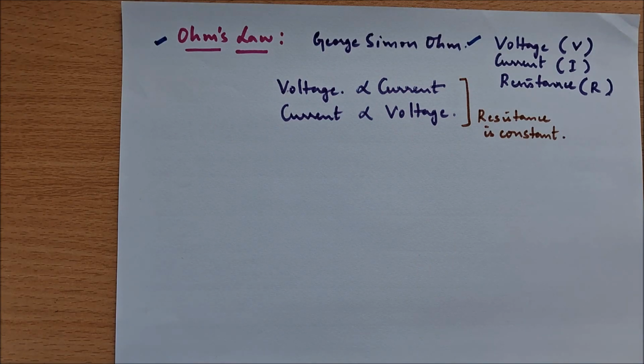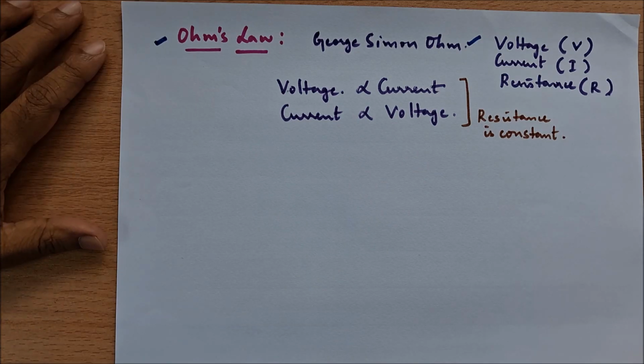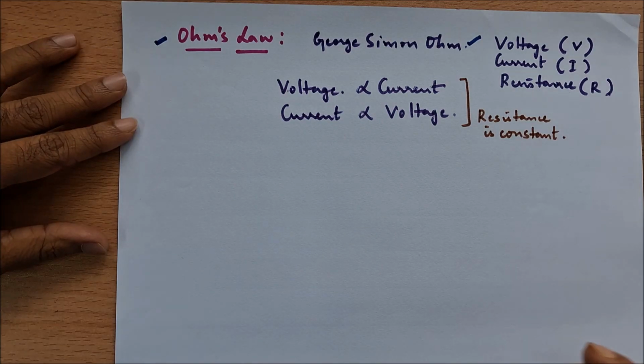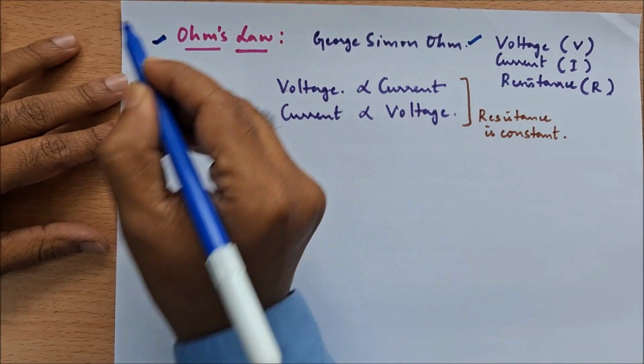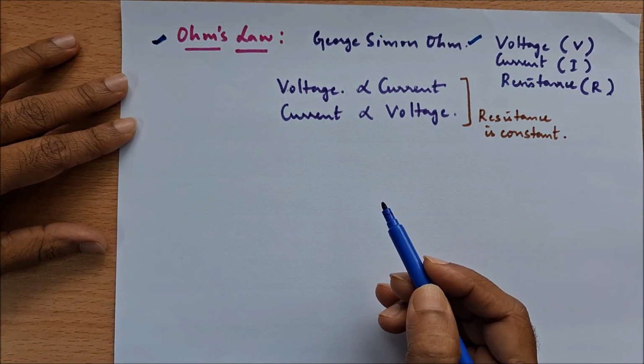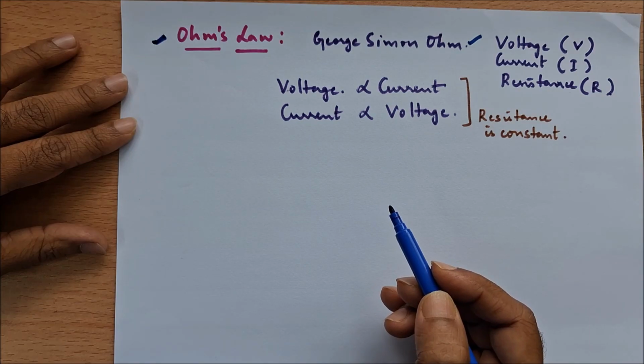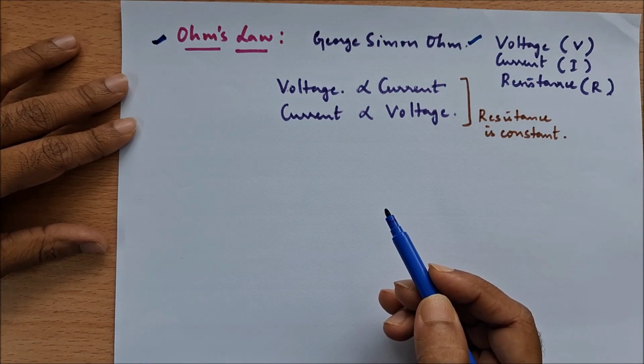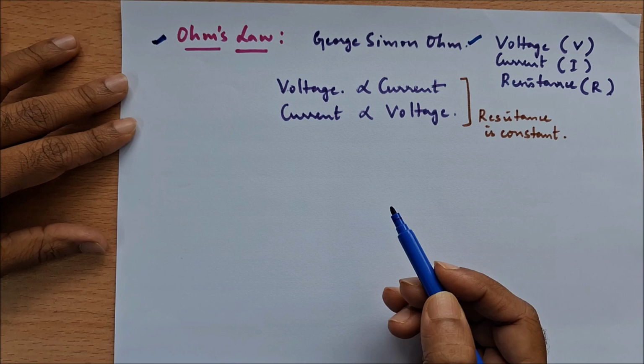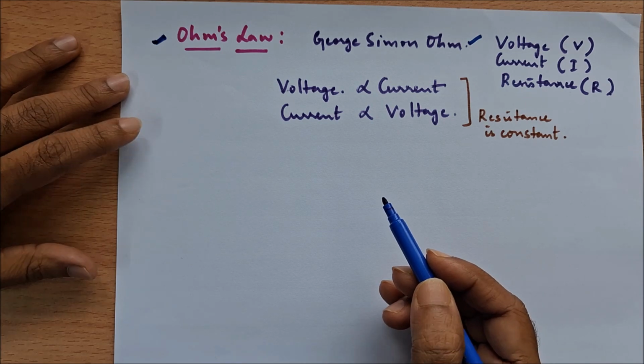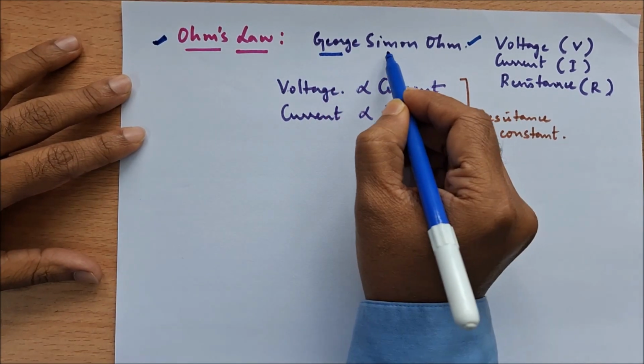Hello students, welcome back. So today let's try to understand the simplest fundamental law with respect to electrical circuits, which is famously known as Ohm's law. This particular law was experimentally observed by the scientist George Simon Ohm.